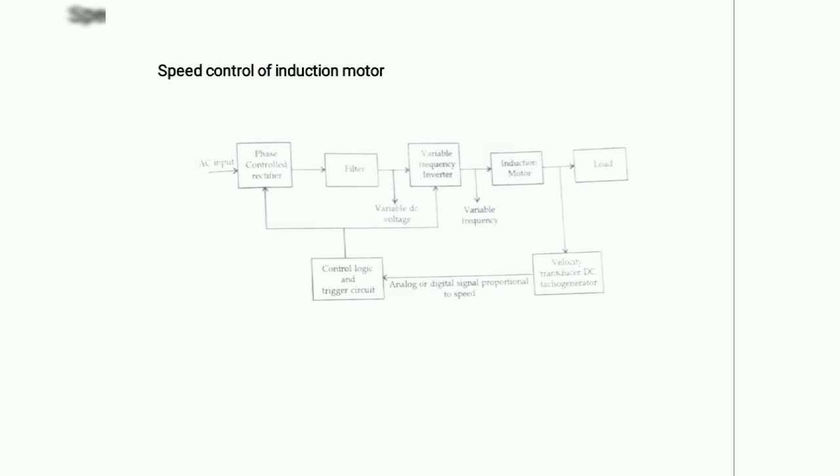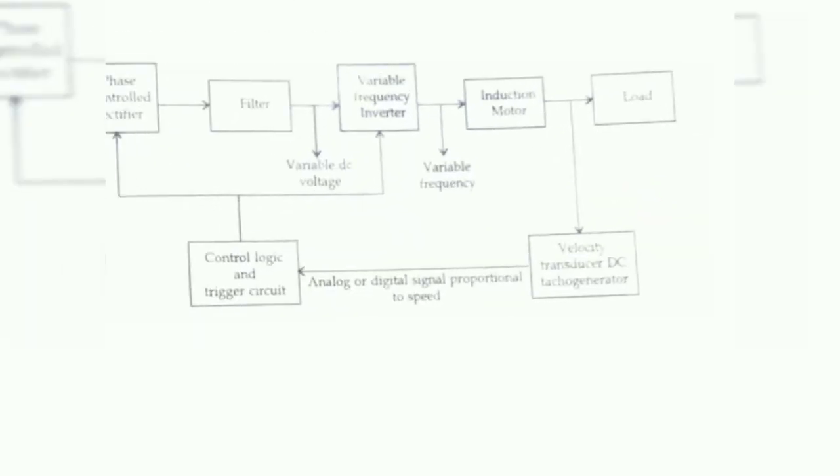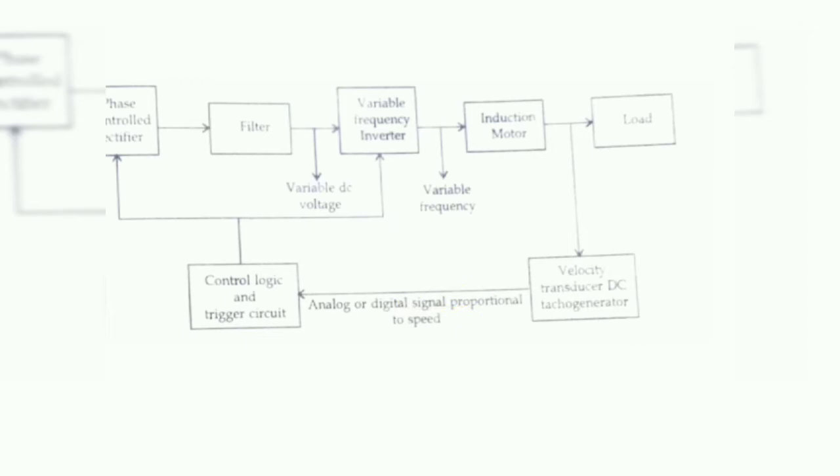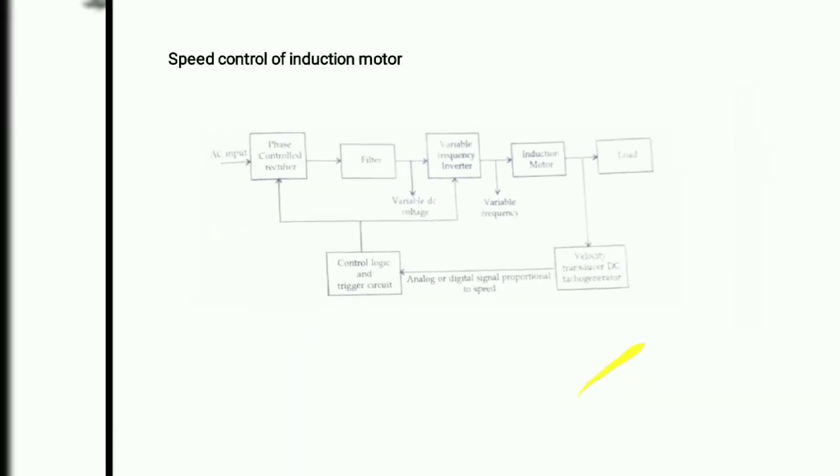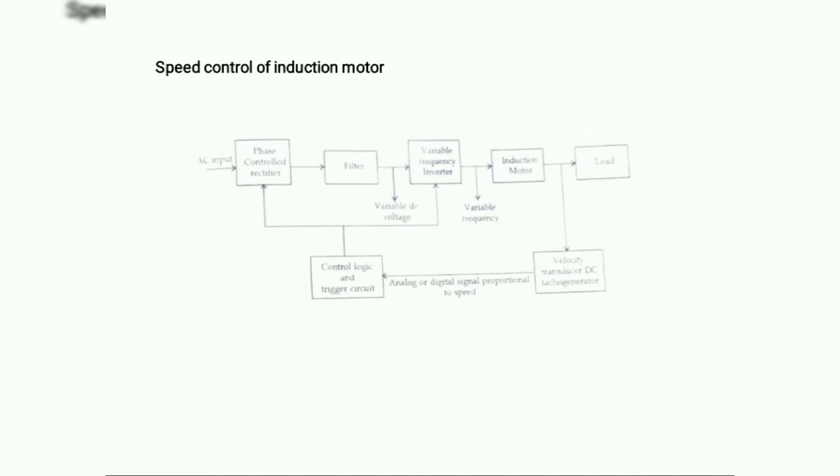The required speed is proportional to the DC reference voltage of the inverter. Whatever the reference voltage is, that DC reference voltage of the inverter is taken. A decrease in the motor speed results in a reduction of the voltage generated by the tacho generator. The DC voltage of the tacho generator goes to the control logic and trigger circuit and is compared with the DC reference voltage of the control logic.